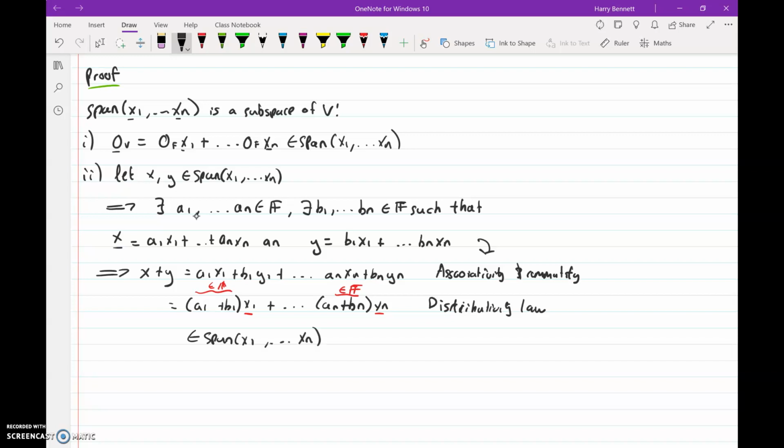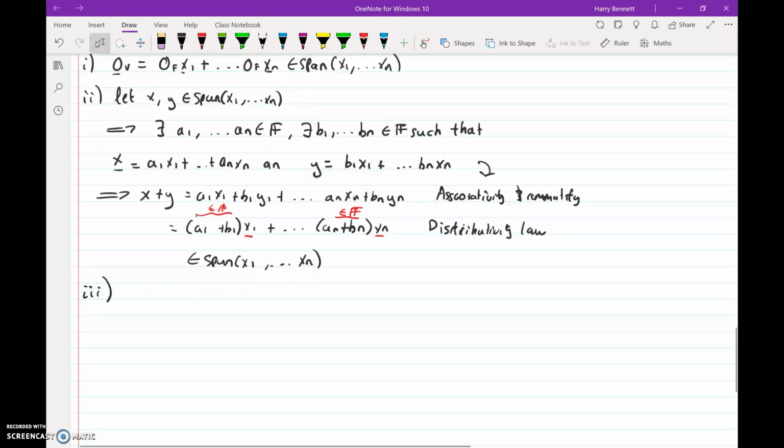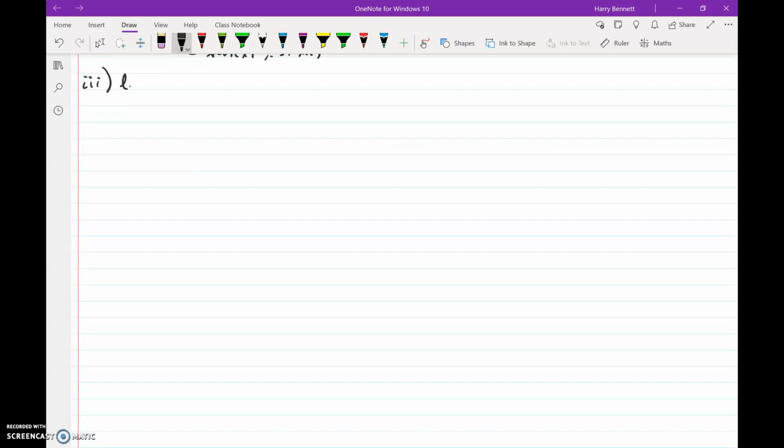And now we've got a third property to prove. And once we've proven this, we've proved that the span is a subspace. Well, this is pretty straightforward. What we do is we say let x be in the span of x1 up to xn, and a be in the field F. Then we can just write x as the linear combination a1 x1 plus up to an xn with a1 up to an in F.